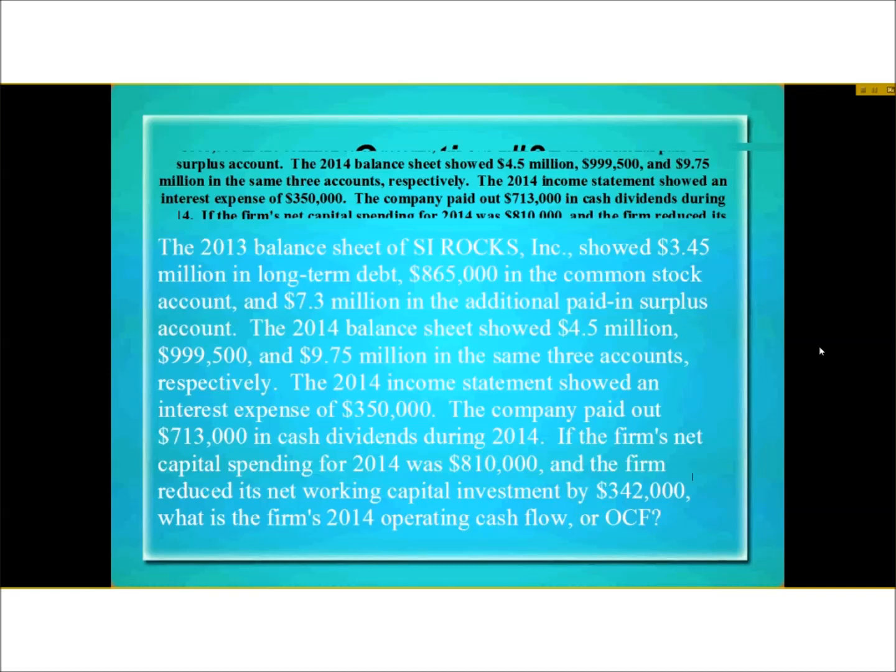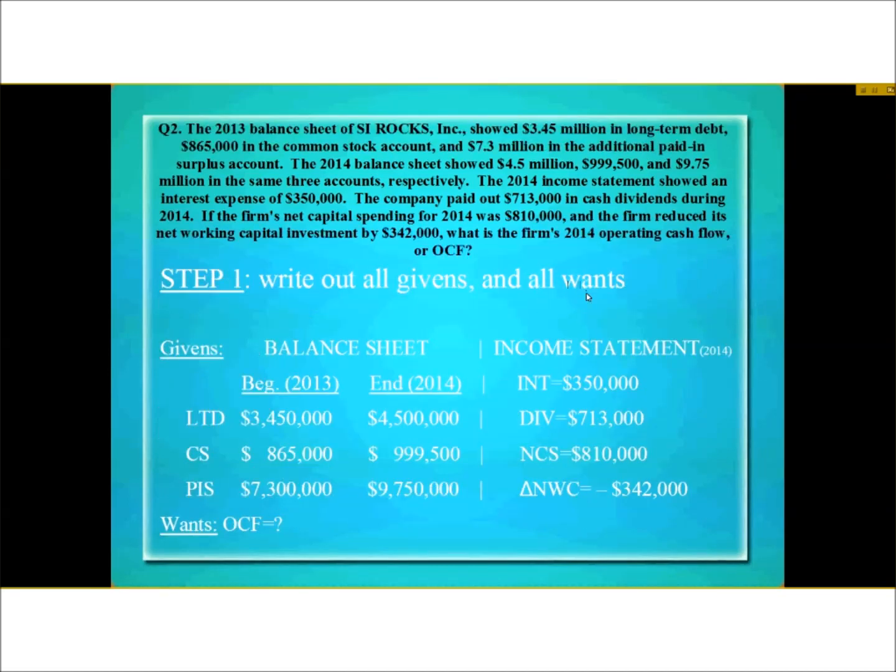Okay. Again, we want to write out all the givens and the wants. There's a lot of givens in this case because it's a very long problem. But if we separate it, we see that some items come from the balance sheet and some come from the income statement. If you recall your accounting principles, the balance sheet shows a beginning year and an ending year. The income statement is for one complete year only.